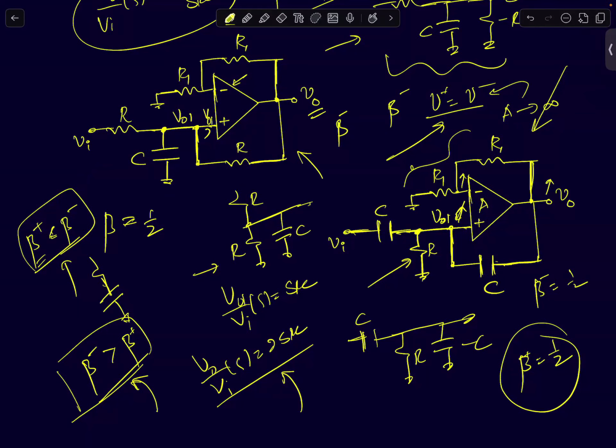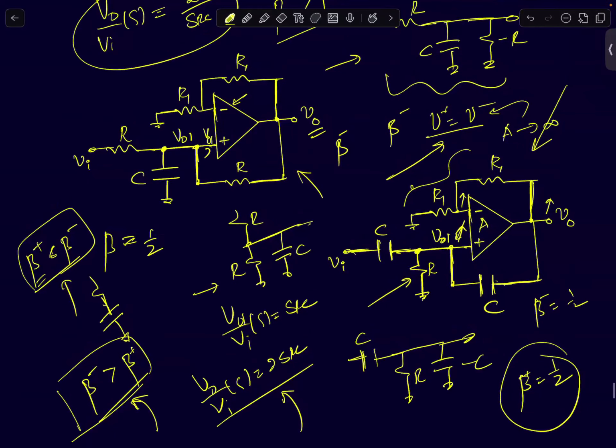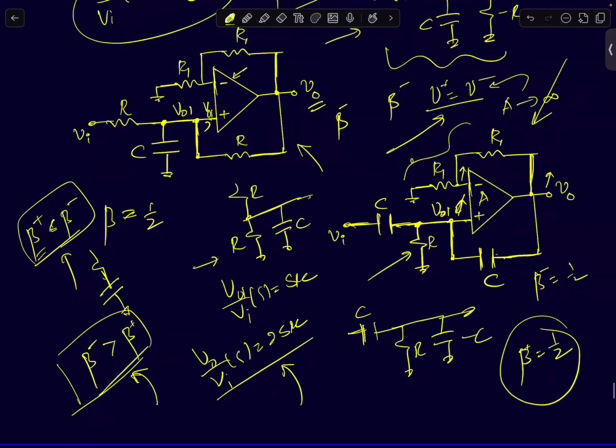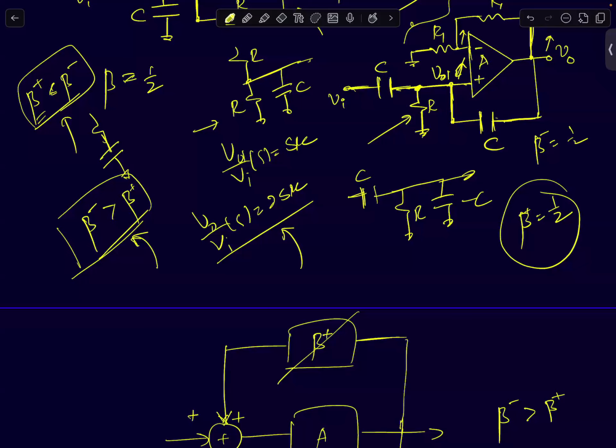Okay, so that's a different way of realizing inverting and non-inverting integrators and differentiators using the idea of negative resistance.